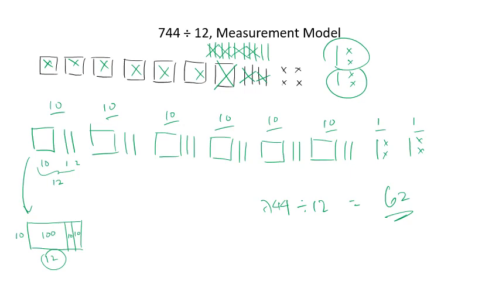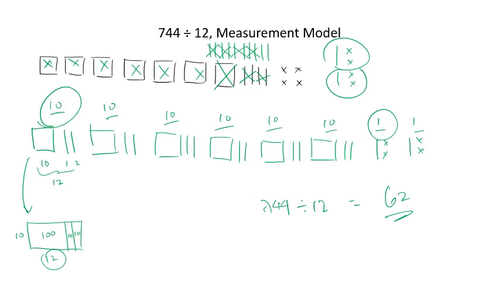I've just made the counting a little bit easier by taking these groups here, 10 at a time while I could. And then once I ran out of groups of 10 at a time that I could take, then I took my 12s one at a time.